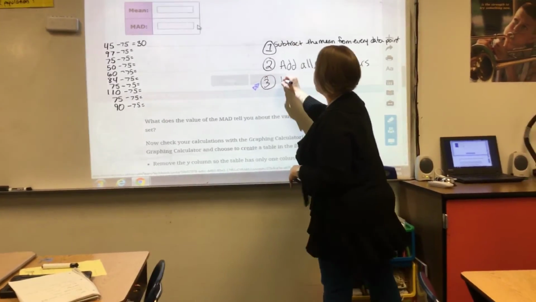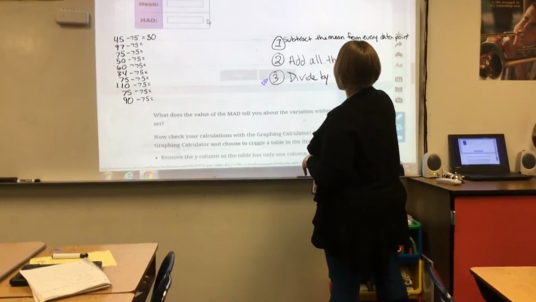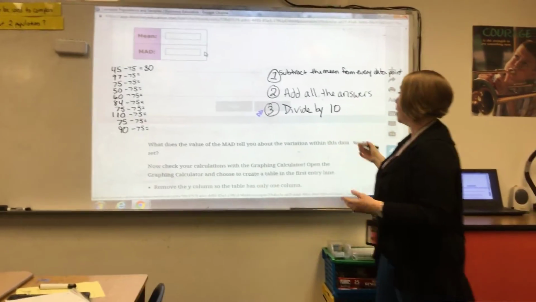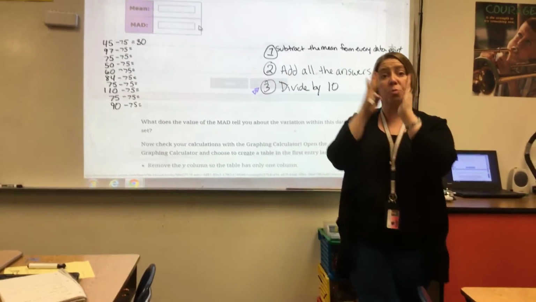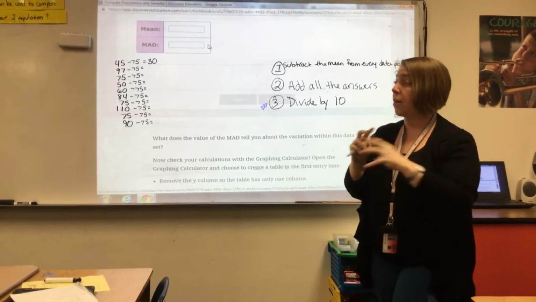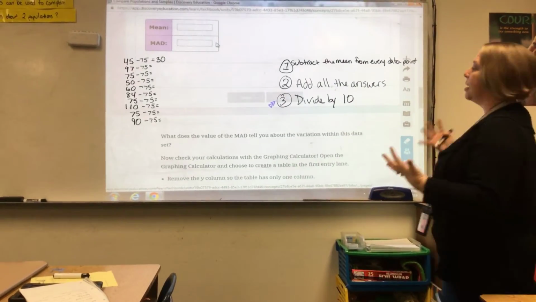Step 3, you're going to take the mean of them. So divide by 10 because we had 10 pieces of data. And that is the MAD. So the answer you get is the MAD. And remember, if we have a small MAD, then our data is close together. It's good. If we have a large MAD, our data is spread out and it's varied.